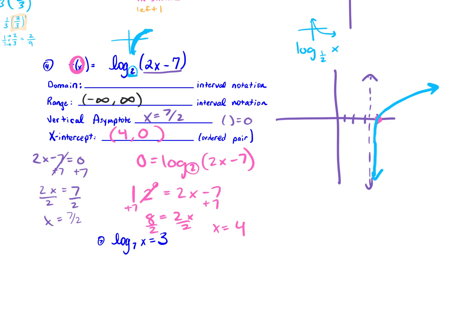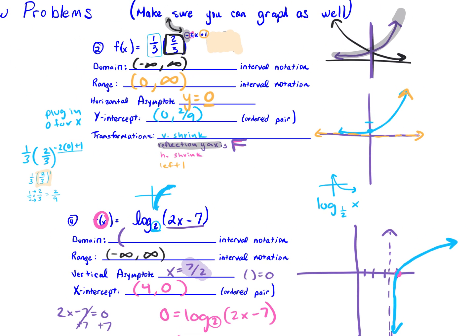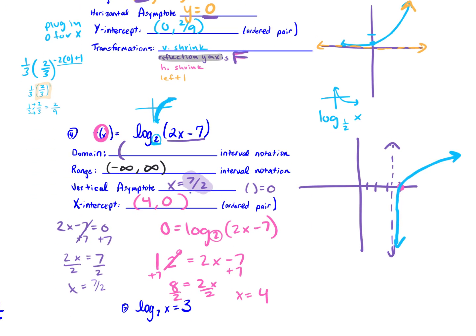What's our domain going to be? 7 over 2 to infinity. So it's always going to be your vertical asymptote, just like before how we repeated the horizontal asymptote for our range. Here we repeat the vertical asymptote for our domain. So it'd be 7 over 2 comma infinity.